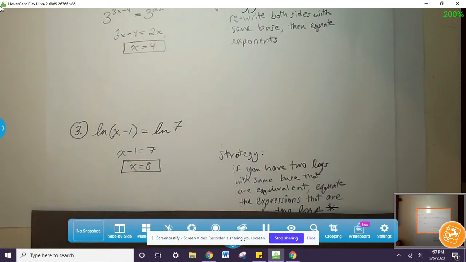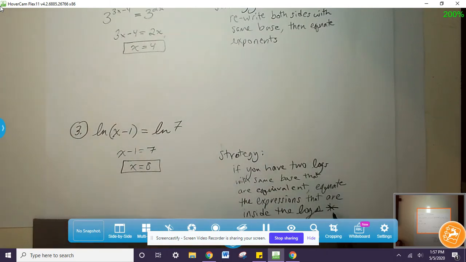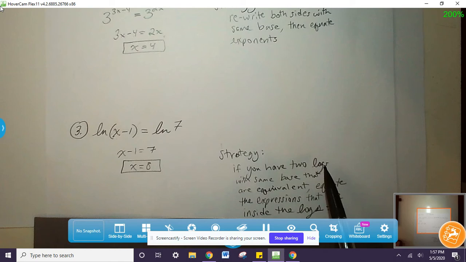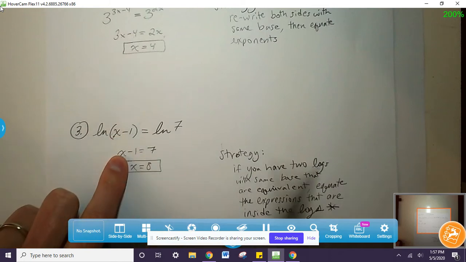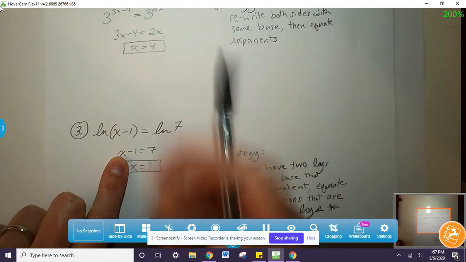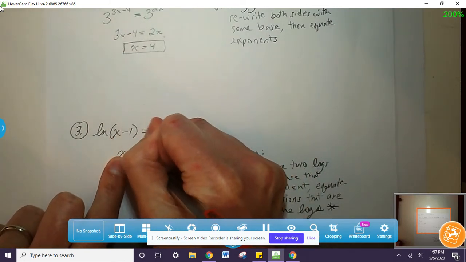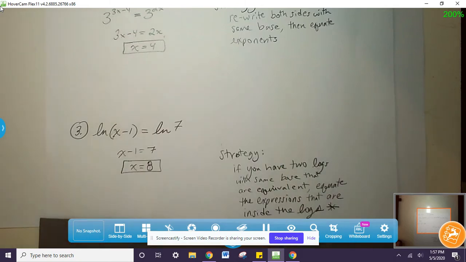I did put a little star next to this one because tomorrow that's going to get a little more complicated. When we utilize the property where we have 2 logs that are equal and we set the stuff inside equal, we're actually going to have to be careful of the potential for what are called extraneous solutions. But that'll be in tomorrow's lesson. That shouldn't happen to you at all today. Okay, continuing on our way.